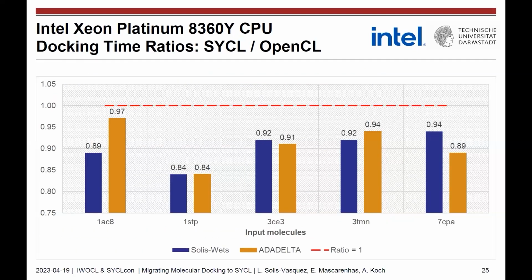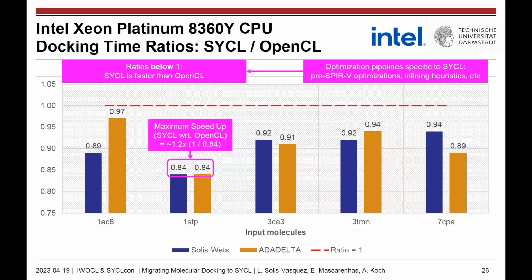In this case, we're comparing the ratios between the SYCL and OpenCL versions, and this is on the CPU. Those ratios below the horizontal line mean that SYCL is faster than OpenCL. And as you can see, in all cases, SYCL is faster indeed. This is due to optimization pipelines that are specific to SYCL, like the pre-SPIR-V optimizations and the inlining heuristics, et cetera. The maximum speedup comparing these two versions was 1.2, and it happens for the molecule 1stp.